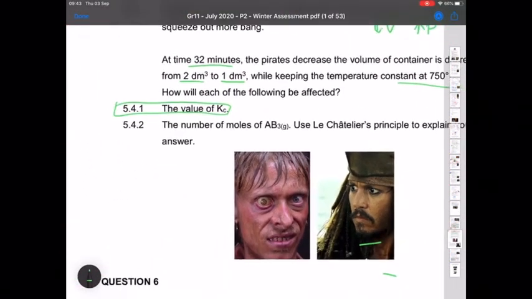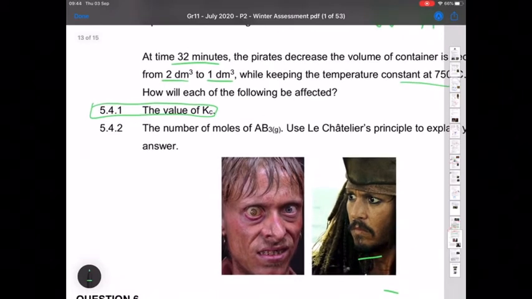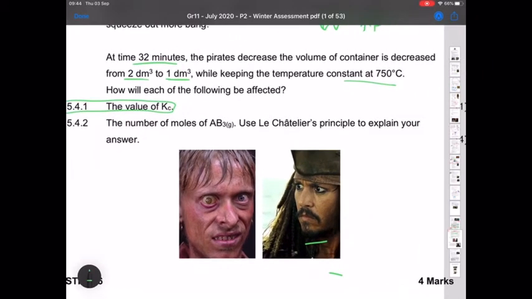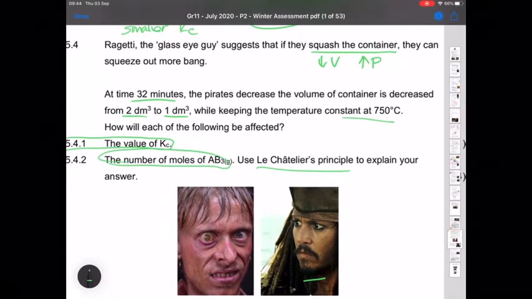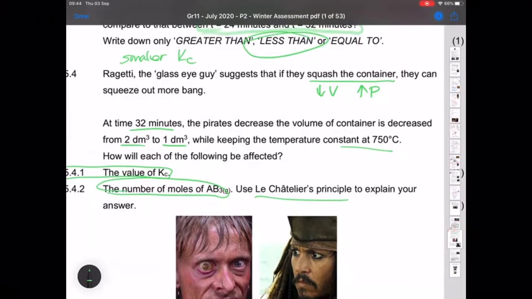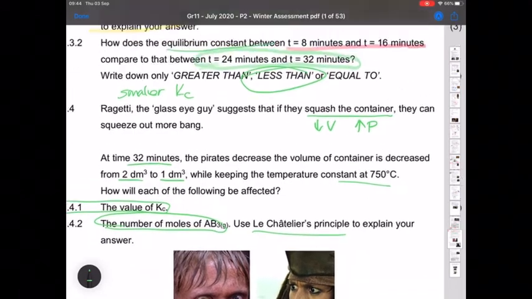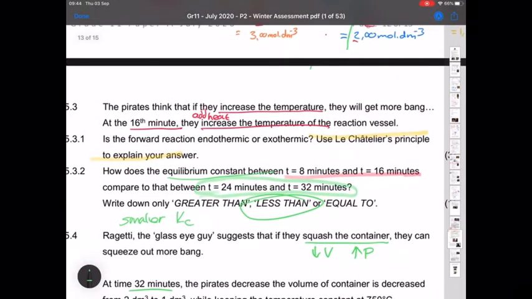The number of moles of AB3. For the number of moles of AB3, you need to use Le Chatelier's principle to explain your answer. So refer to, according to Le Chatelier, in your answer. What would happen if you increase the pressure? If you increase the pressure by decreasing the volume at constant temperature, then you're going to increase the pressure. You needed to state that you would increase the pressure.